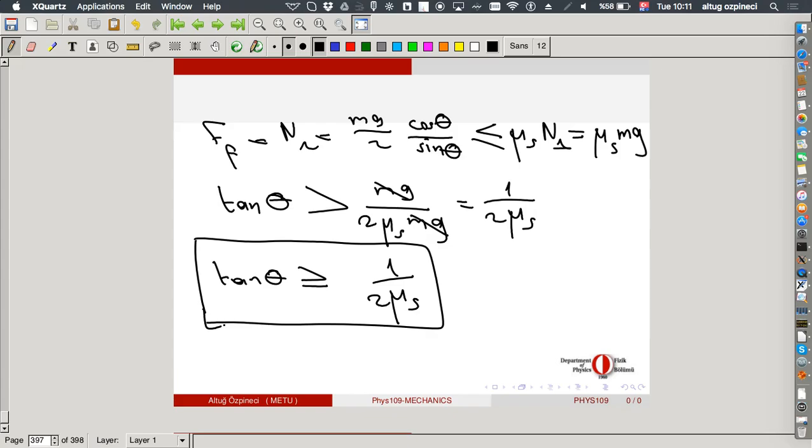So here you see that there's another way of measuring mu s. If you can create such a system, and if you can determine what this angle theta is, you know what mu s is. What is the critical value of this angle theta? That tells you what mu s is. Now, any questions on this one?